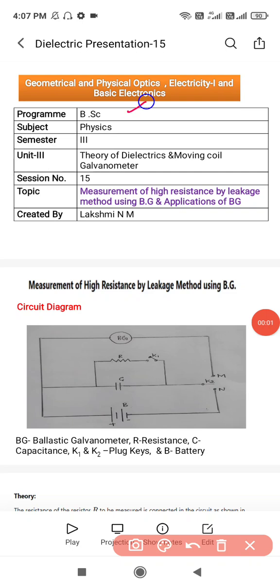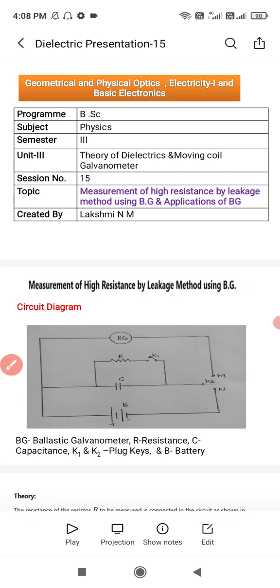Welcome to the physics class, BSc, third semester, paper name Geometrical and Physical Optics, Electricity 1 and Basic Electronics. In this paper, third unit, Theory of Dielectrics and Moving Coil Galvanometer, session 15, we learnt about measurement of high resistance by leakage method using ballistic galvanometer and applications of the ballistic galvanometer BG.